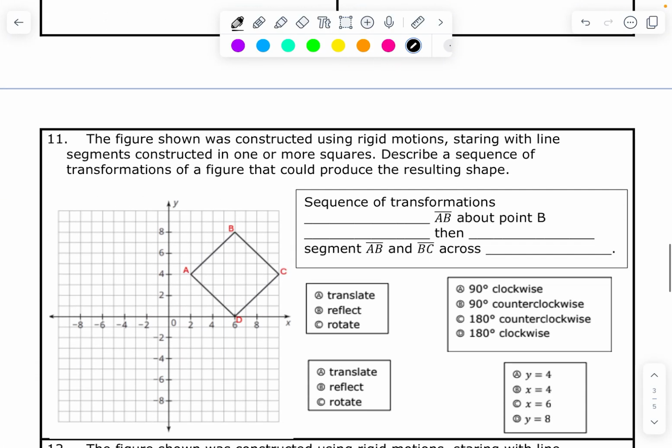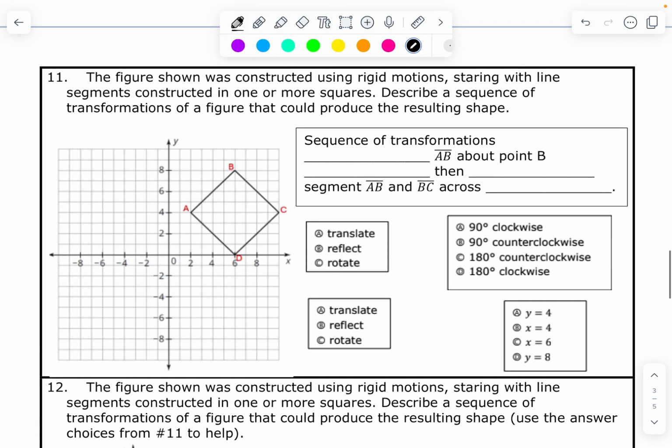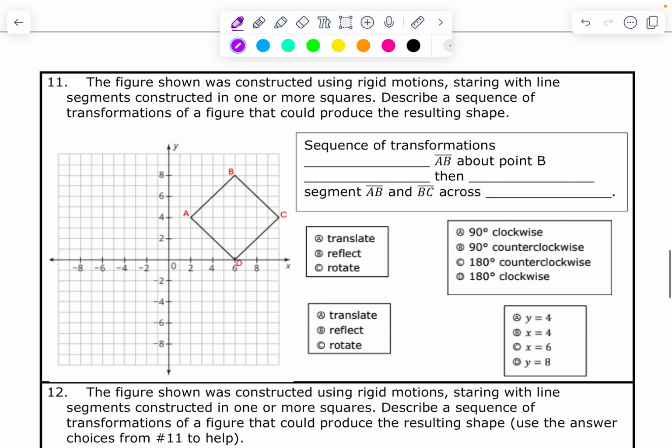All right, number 12. I'm actually going to do number 11 because it has the answer choices. So I kind of switched it up here. The figure shown was constructed using rigid motions, starting with line segments constructed in one or more squares. Describe a sequence of transformations of a figure that would produce the resulting shape. So just real quick, rigid motions are these: translation, reflection, rotation. So we're going to use those.